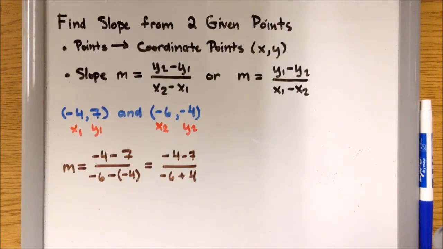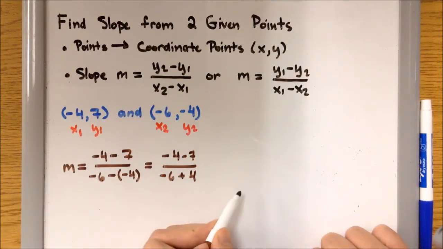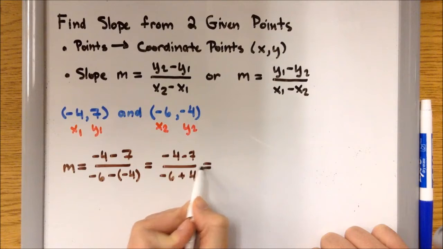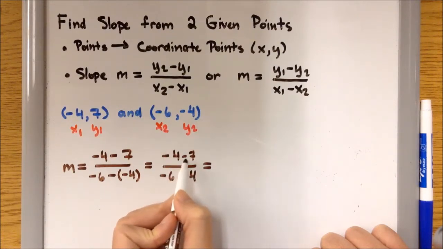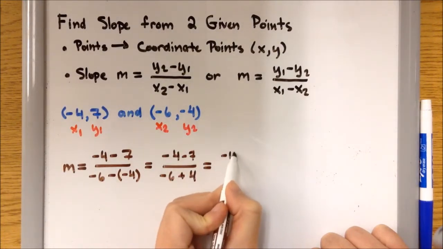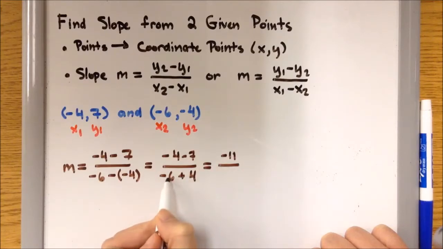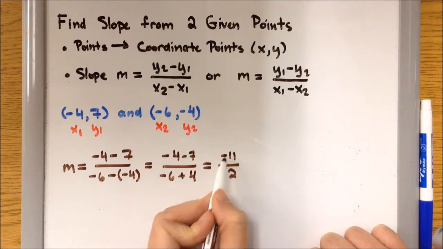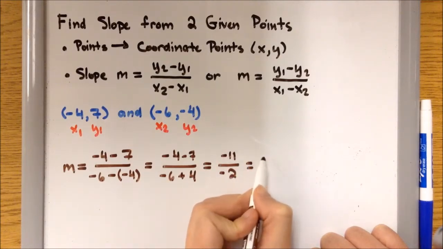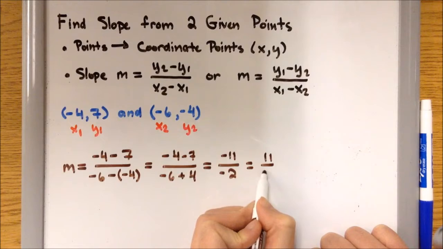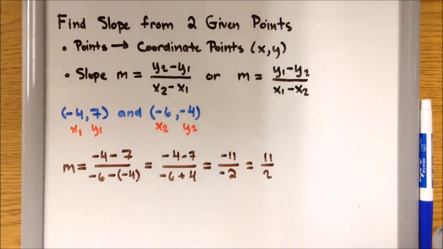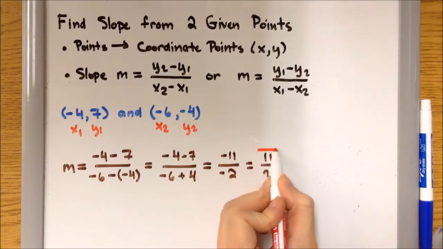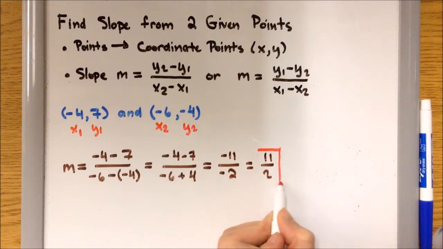Alright. Now, we simplify. On the numerator, -4 minus 7, that becomes -11, over -6 plus 4, that becomes -2. And we can simplify that because a negative divided by negative would become a positive 11 over 2. So that's our slope. Let me box that up. So slope is 11 over 2.